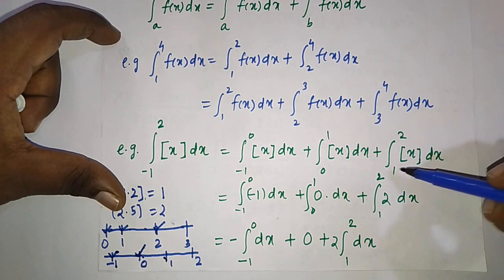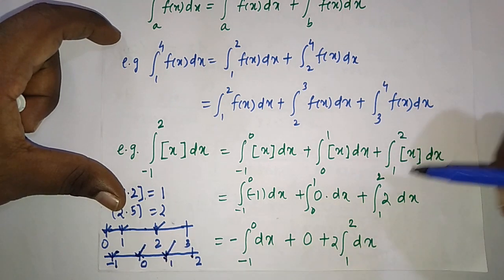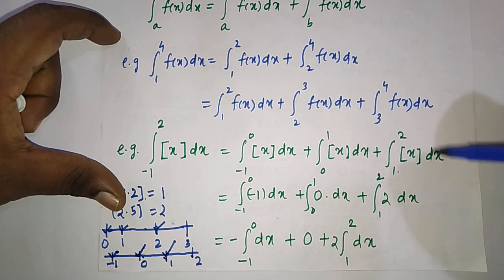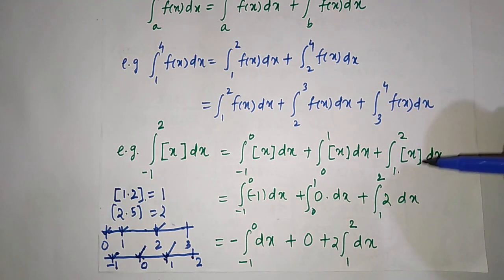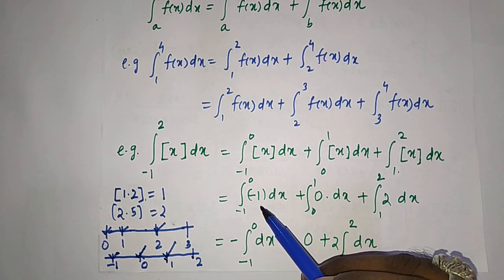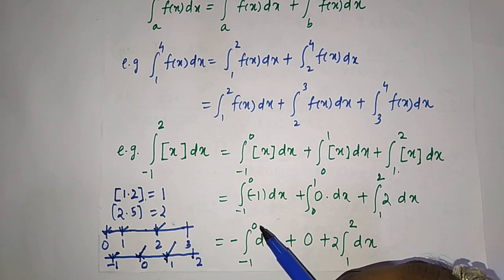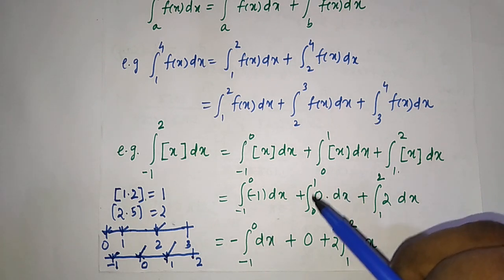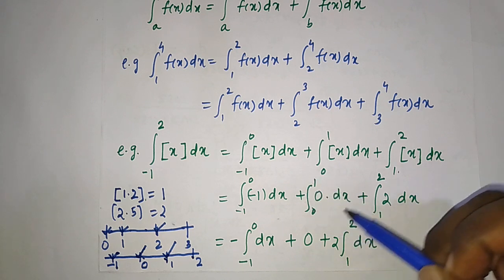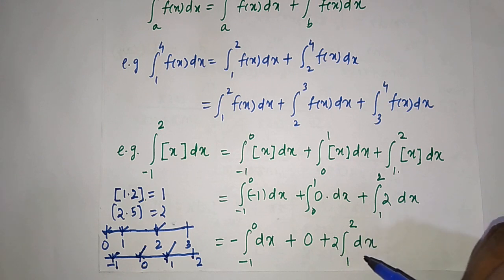Now in between 1 to 2, the greatest integer function is 1. So in the interval 1 to 2, the value of [x] is 1. So write its values like this. Then -1 is a constant term, take it outside, so it will be minus the integration from -1 to 0. Here 0 comes, so the whole integration will be 0, and here 1 is the constant term, take it outside, only integration of dx is there.